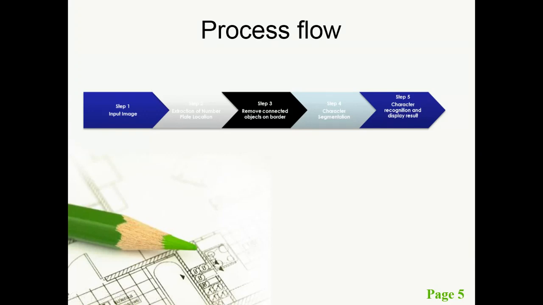This is the process flow. Step number 1 is to get the input image. Step number 2, extraction of number plate location. Step number 3, remove connected objects on the border. Step number 4, character segmentation. And step number 5, character recognition and display the results.